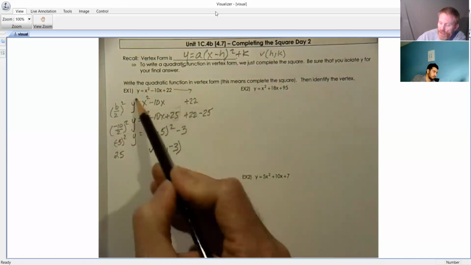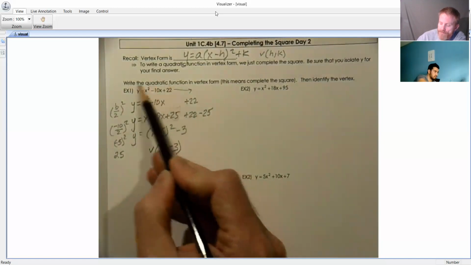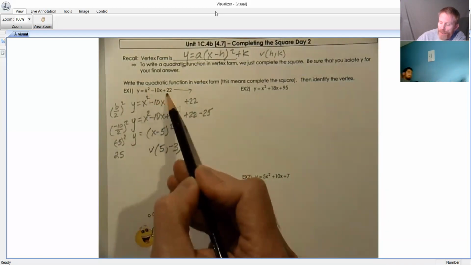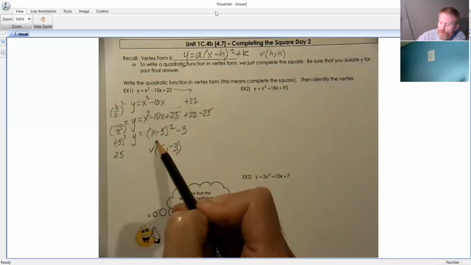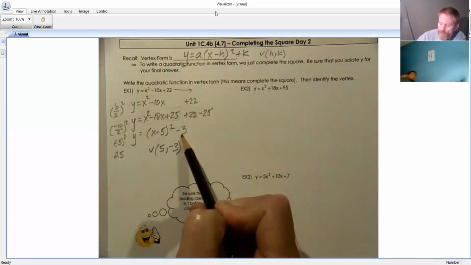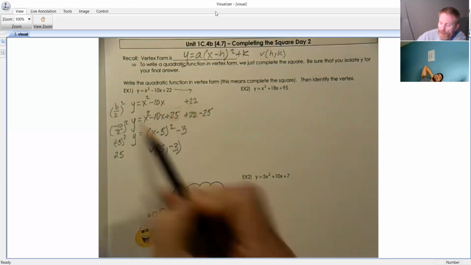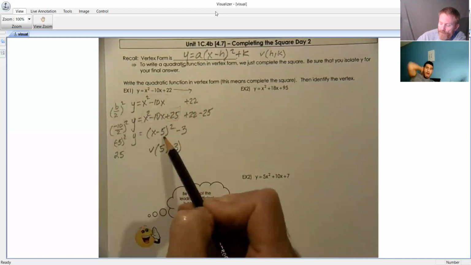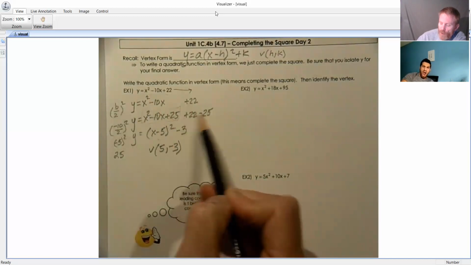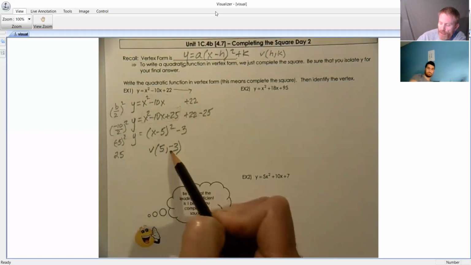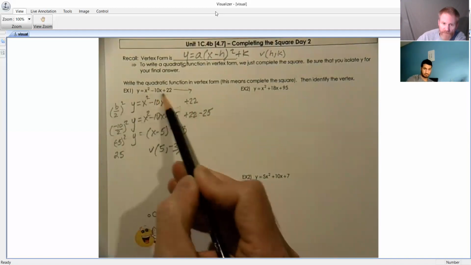So we took our standard form, ax squared plus bx plus c, and we converted it into vertex form. We pushed the 22 to the edge. We did our calculations of b divided by 2 and squared it. And then we collected our leftover like terms. That shows us what our vertex is going to be for this graph.